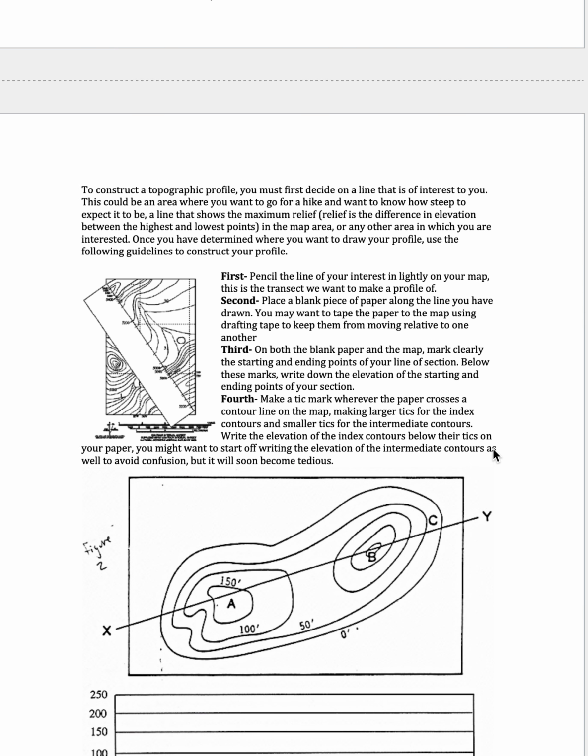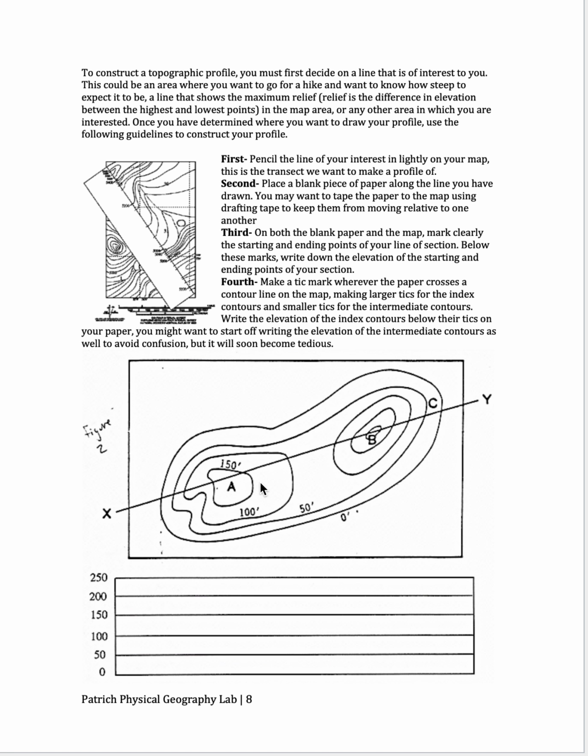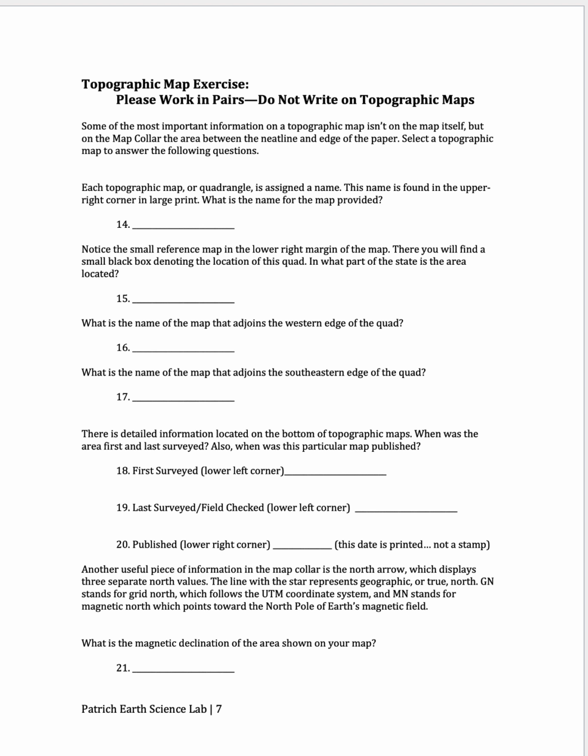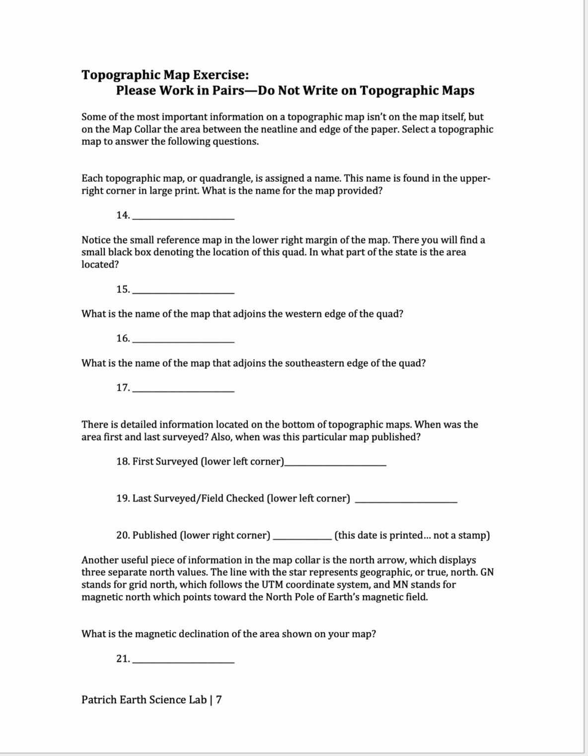Here is an example. Here is the topographic map you're drawing. You're going to draw from here to there, and you want to bring this information down to here so I can see what it would look like if you were walking across that line. Again, there are instructions here and a video to help. This last activity is actually then using a topographic map.